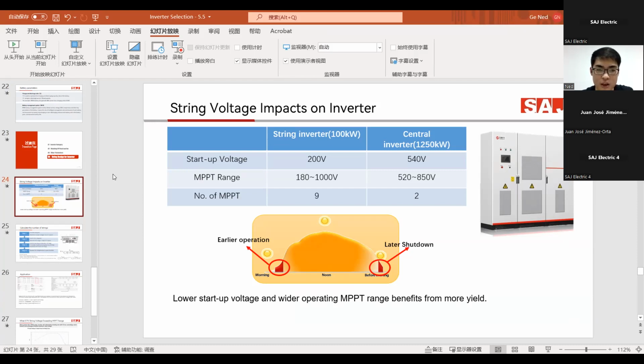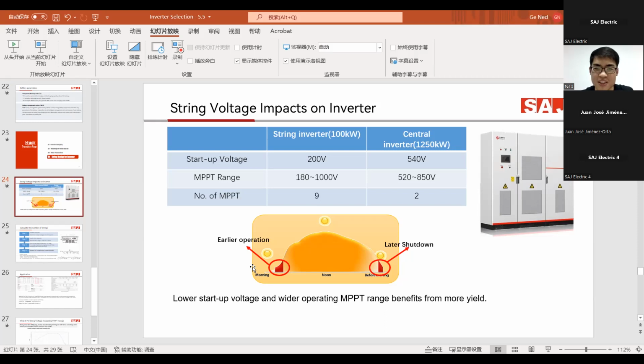For example, the very big difference is the startup voltage. For a string inverter it's about 200 volts, and for a central inverter it's very large. In the morning and before evening, the string inverter will have a longer operation time than the central inverter because it has a lower startup voltage.